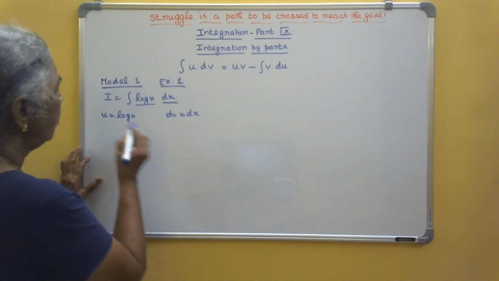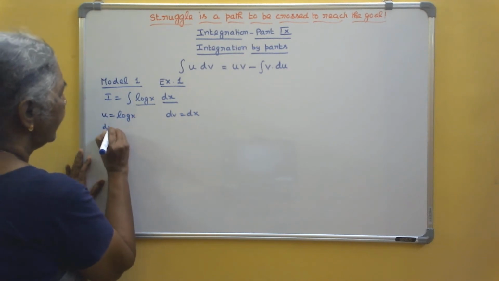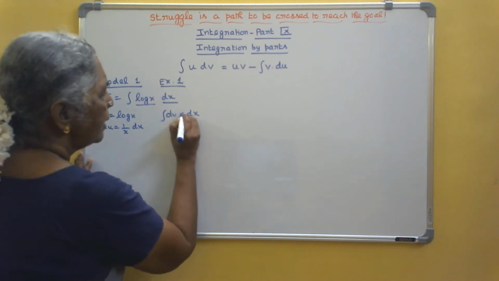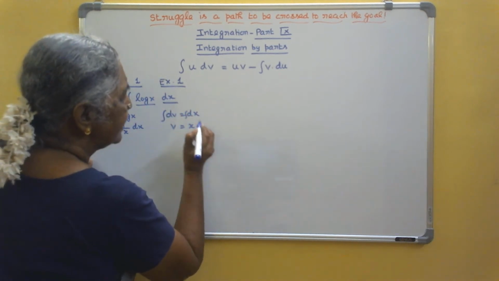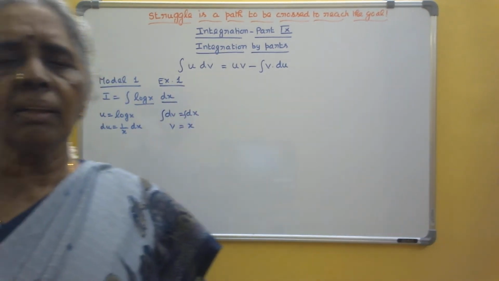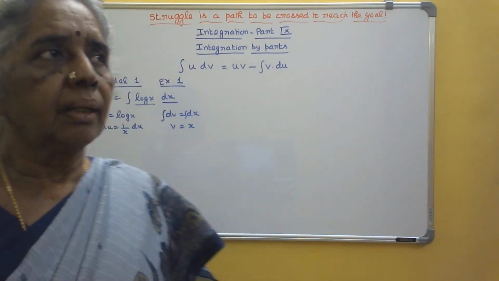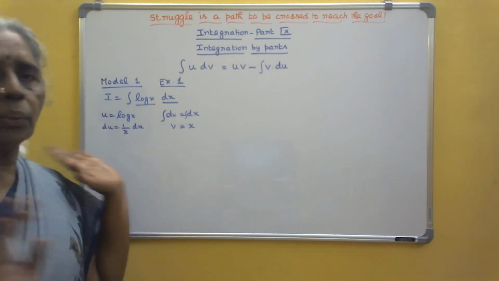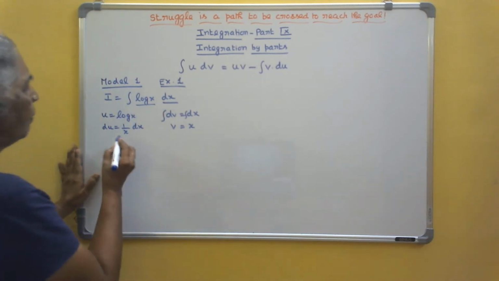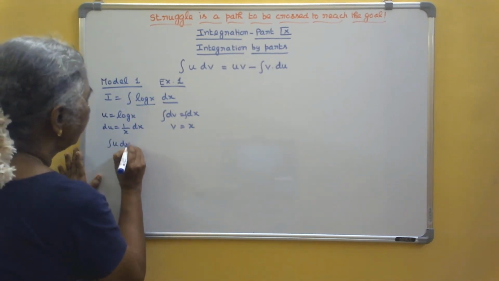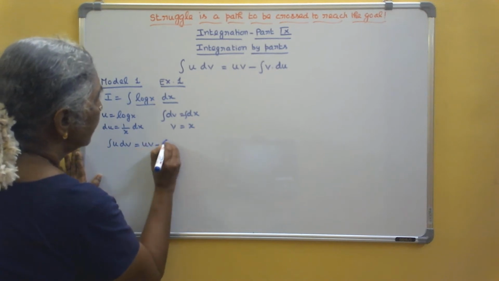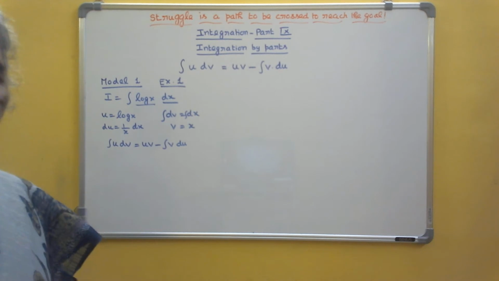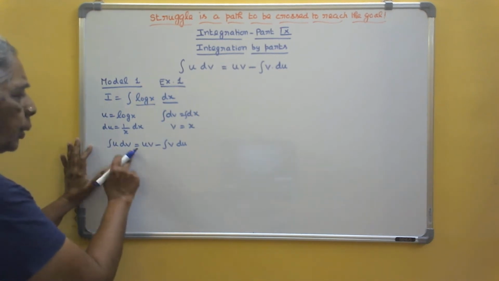Okay, so now you differentiate this, you will get du is equal to 1 by x dx. Here you integrate it, you will get v is equal to x. Don't put c here, c we will add in the last. Now you know u, you know du, you know dv, you know v, right? Now write the formula, integral u dv is equal to uv minus integral v du. Okay, now this I told you, that will be your I.